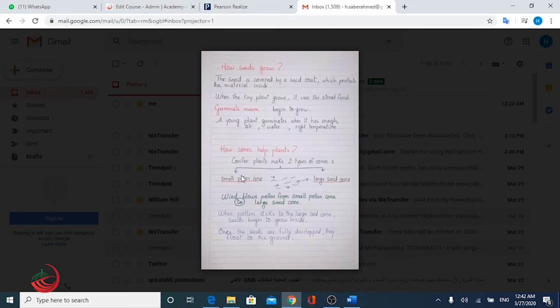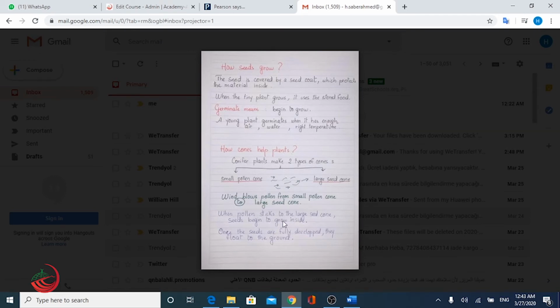Alright, then for the cones. How do cones help plants? Conifer plants make two types of cones, small pollen cone and large seed cone, as we saw in the video. The small pollen cone moves to the large seed cone by the wind. The wind blows pollen from the small pollen cone to the large seed cone.